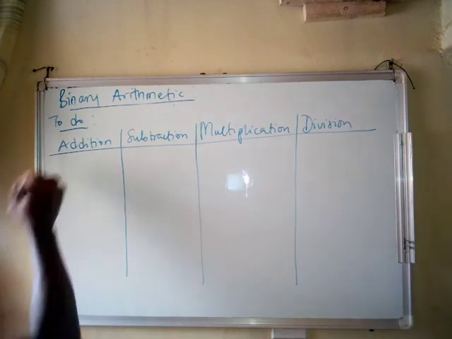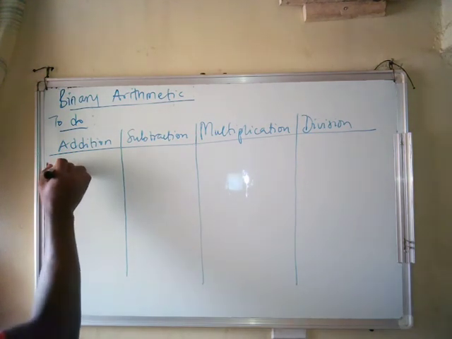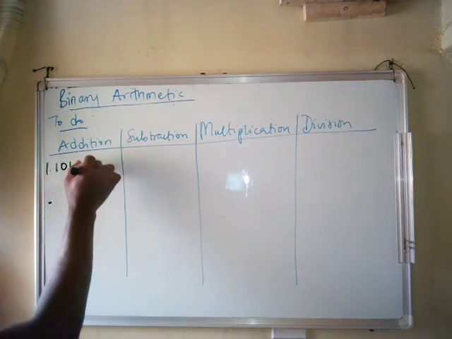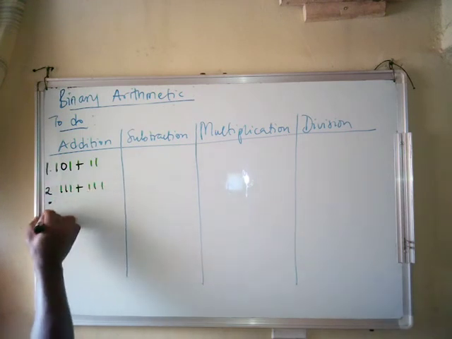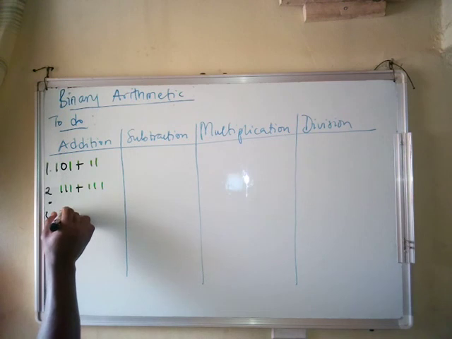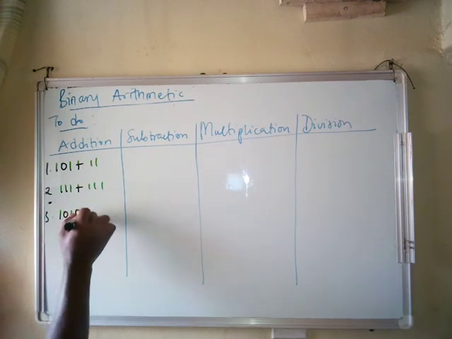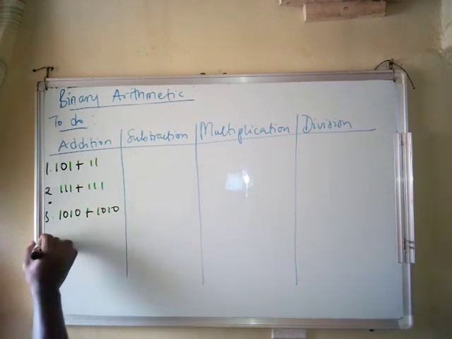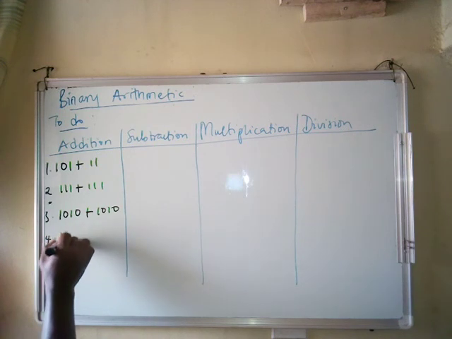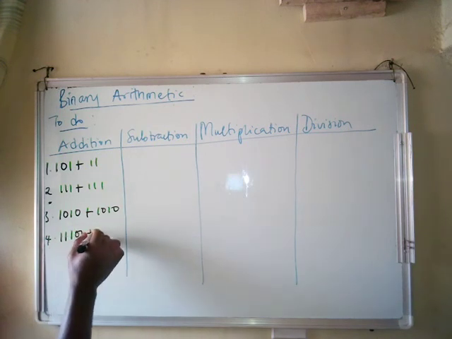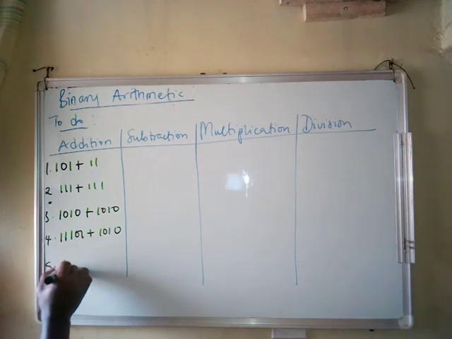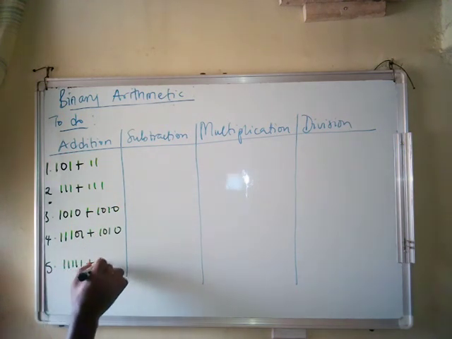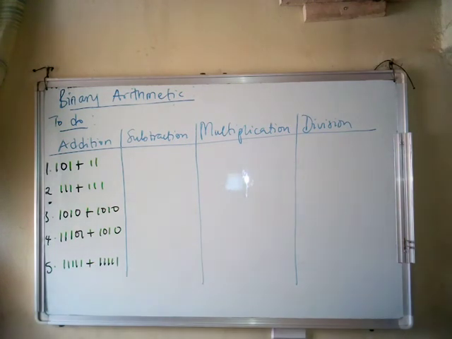So let's look at some examples we have. Number 1, 101 plus 11. Number 2, 111 plus 111. Number 3, 1010 plus 1010. Number 4, 11101 plus 1010. Number 5, 11111 plus 11111. Okay, so that's that.